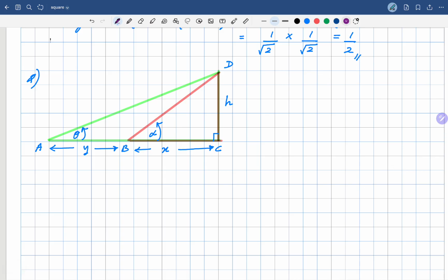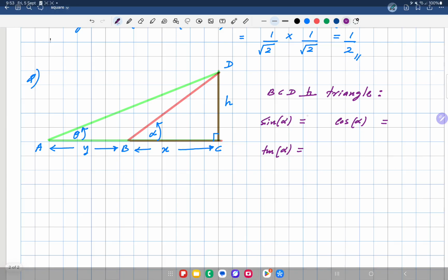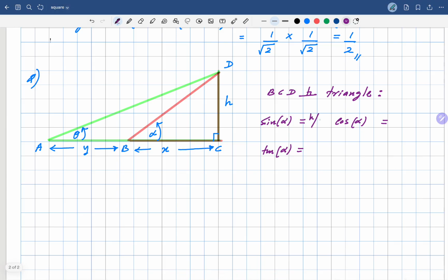Let's think about the BCD triangle. I would say BCD is a right angle triangle. So if you use that triangle, you can define sine alpha, cos alpha, and then tan alpha. Sine alpha is equal to h divided by, we don't know the hypotenuse. Cos alpha is equal to x divided by, we don't know the hypotenuse, that would be BD. Tan alpha is h divided by x.